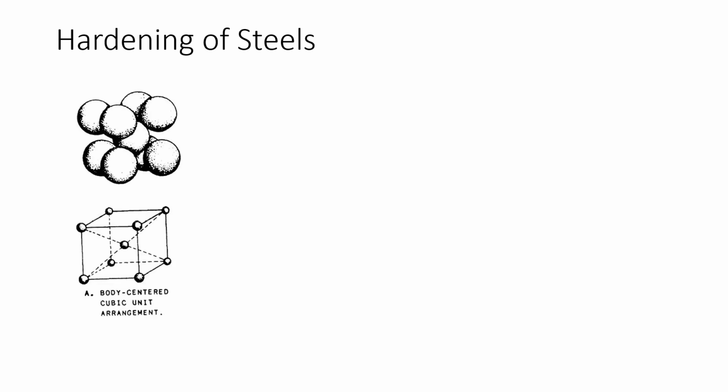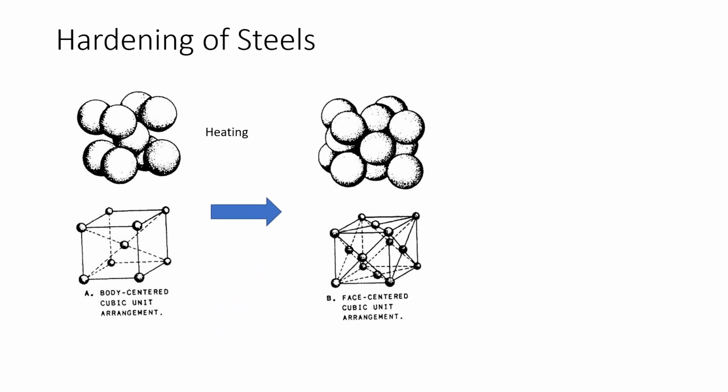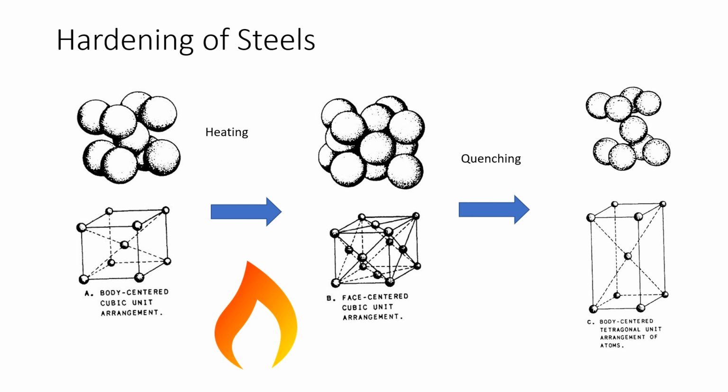Okay, so when we're talking about the hardening of steels, as I've said multiple times, we're talking about going from body-centered cubic, we heat up the material, and then we go to a face-centered cubic, and this is one of the things that makes iron a super special material and why it's so useful, this allotropic phase transformation. So then we turn the whole thing into face-centered cubic crystalline structure, and then we quench it.